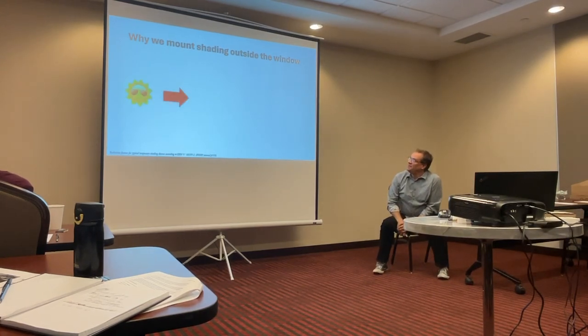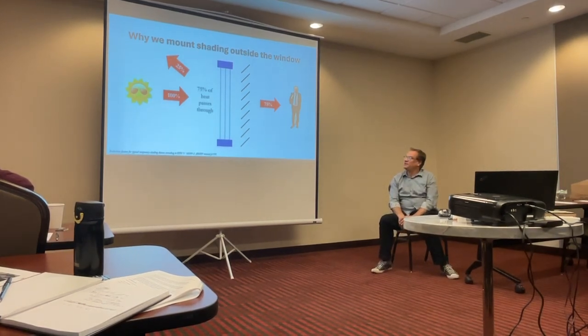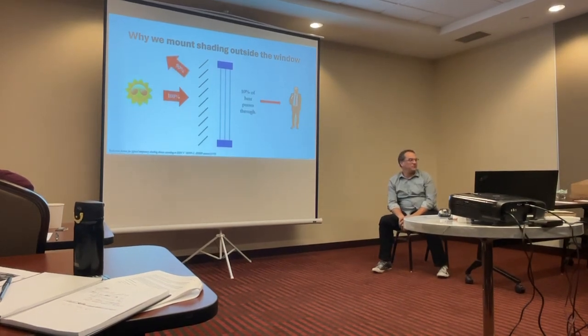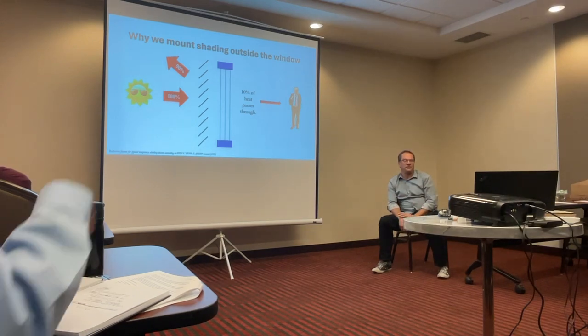Okay, then this little graphic, someday I want to show this to Wolfgang. How do we keep Wolfgang cool? If you put the shading inside, 70% of heat gets through, but a lot of designers and developer teams don't know this. You take the exact same shading, put it on the outside, and only about 10% of heat gets through. So the same thing, inside versus outside the window, is almost an order of magnitude difference.